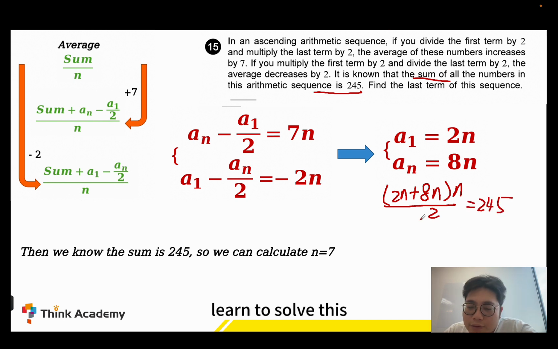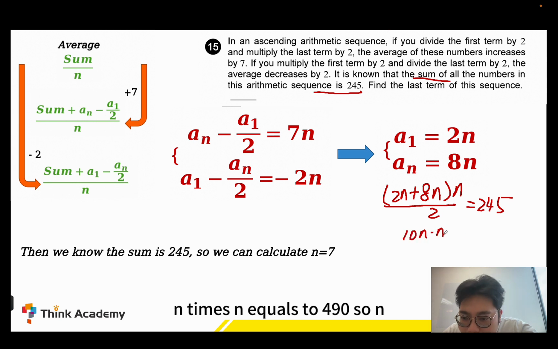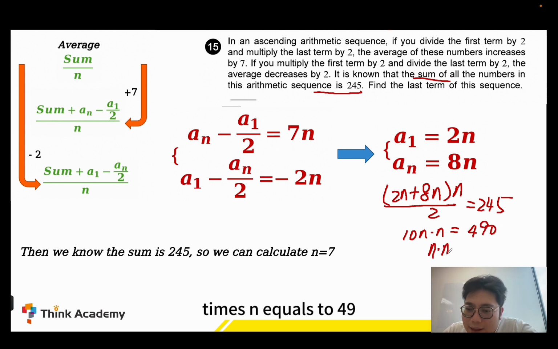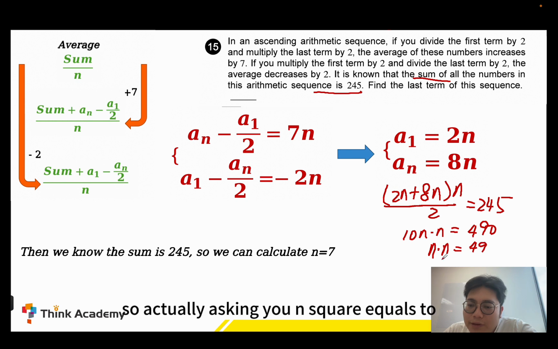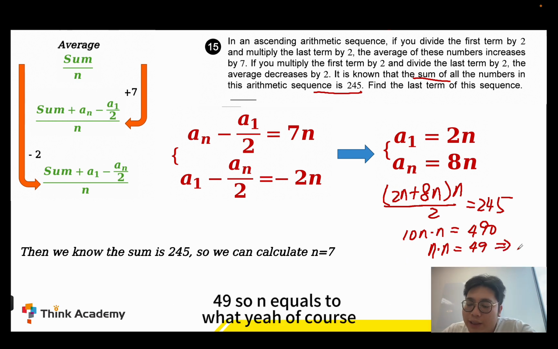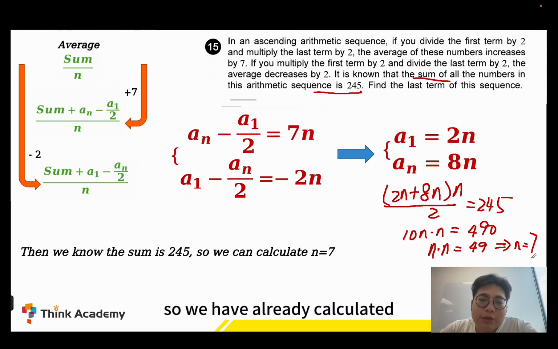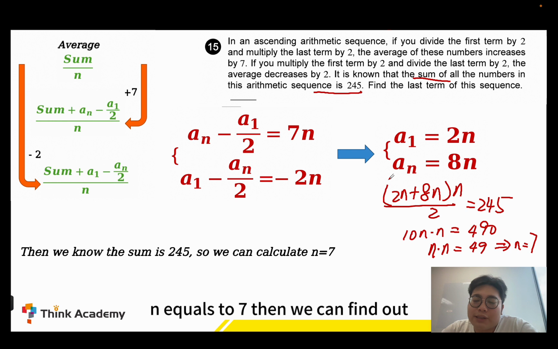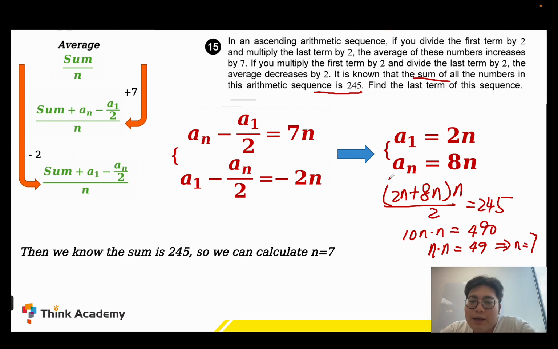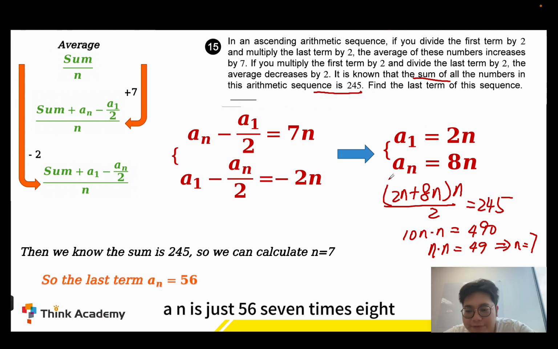To solve this equation, it becomes 10n times n equals 490, so n times n equals 49. So actually it's asking n squared equals 49. So n equals what? Of course, n equals 7. Okay, so we have already calculated n equals 7. Then we can find out an is just 56.